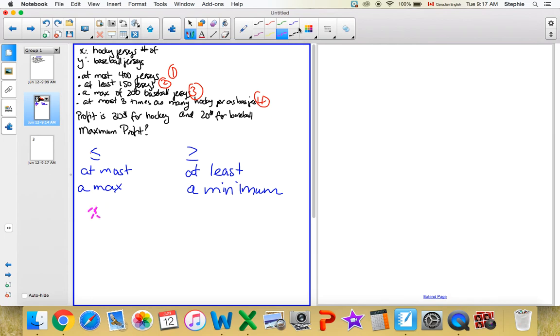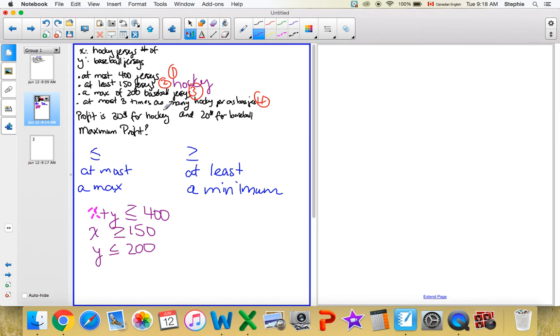So together, X plus Y is going to be at most 400. And then this one's going to be at least X plus Y. Oh, actually, no, I forgot to write here. It's supposed to be hockey jerseys only. So if X is hockey, X is at least 150. And then a maximum of 200 baseball. So baseball is a maximum of 200. And then you've got the last one.